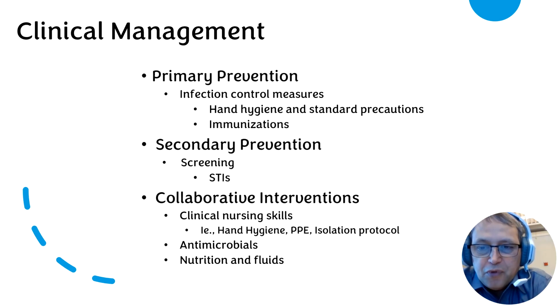Prevention is always key. Primary prevention includes hand hygiene, precautions, and immunizations. Secondary prevention includes screening, such as for STIs, and collaborative interventions ranging from PPE and isolation protocols to antimicrobials, nutrition, and fluids.